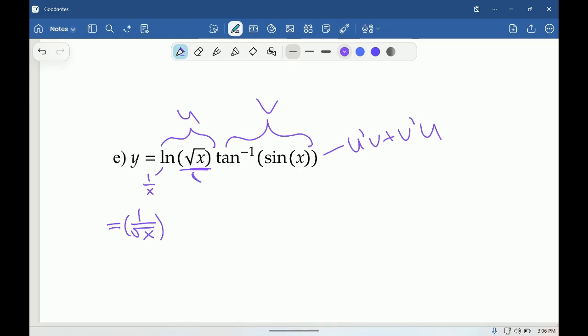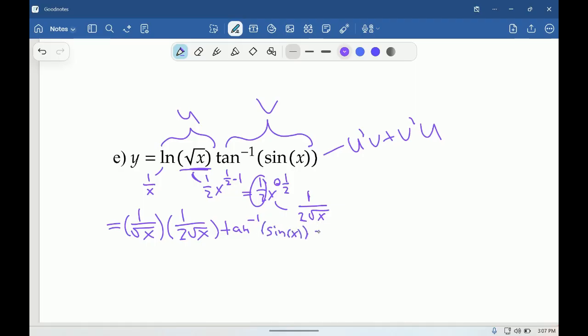We're also going to find the derivative of our square root x, which would be 1 over 2 x elevated to the 1 over 2 minus 1, so 1 over 2 x to the negative 1 over 2. And our derivative would be a fraction because of the negative, and it would still be a square root because of the fractions here. So it would look like this: 1 over 2 square root x. And then we're going to carry along the inverse tangent, our second term, per the product rule. Tan negative 1 sine x.